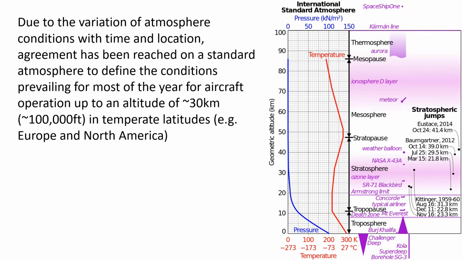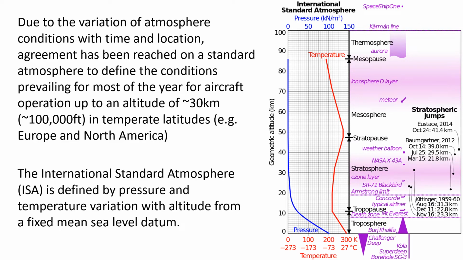Due to the variation of atmospheric conditions with time and location, agreement has been reached on a standard atmosphere to define the conditions prevailing for most of the year for aircraft operation up to an altitude of 30 kilometers in temperate latitudes, for example, Europe and North America.